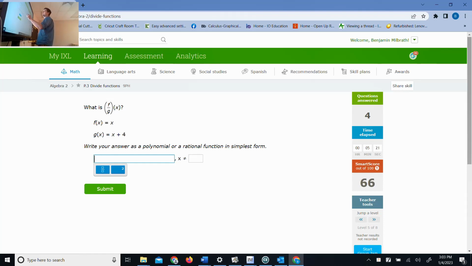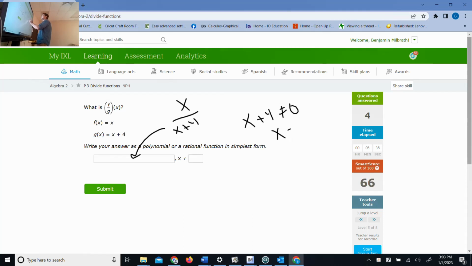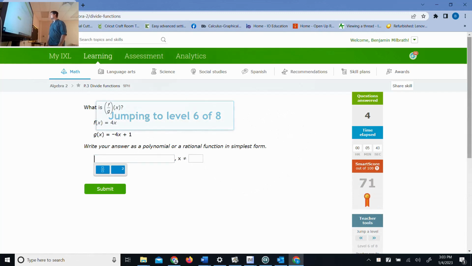They actually want to know what f of g is. Well, f of g is simply x over x plus 4. Goes right there. What can't I be? X plus 4 cannot be 0, so x cannot be negative 4. And that would go right there. That's how hard it is. Move up to level 6.